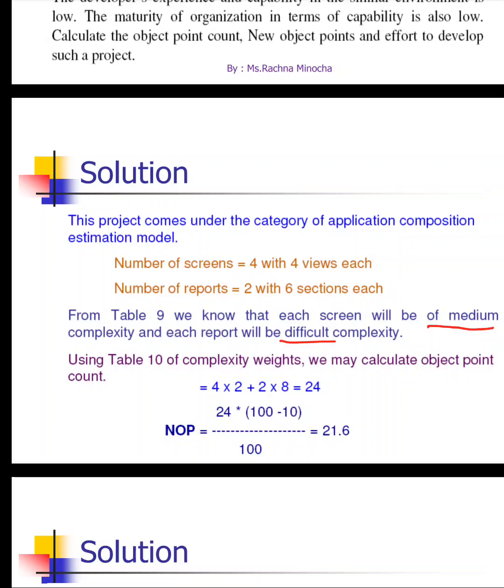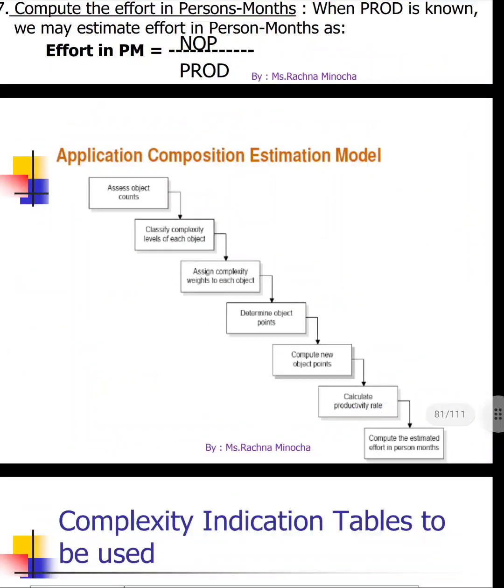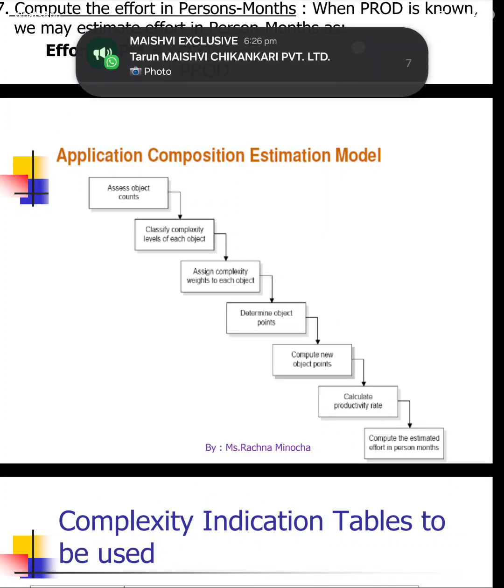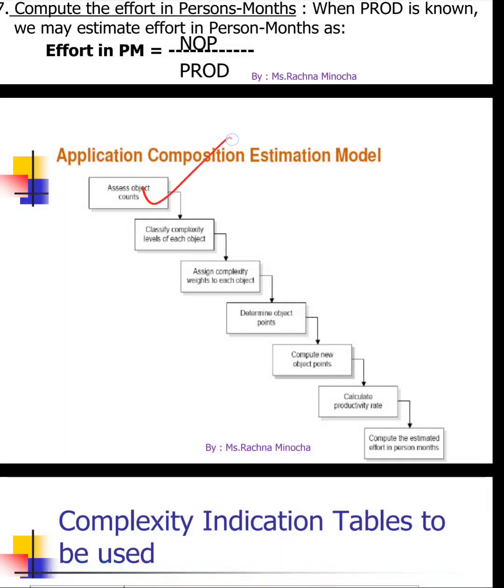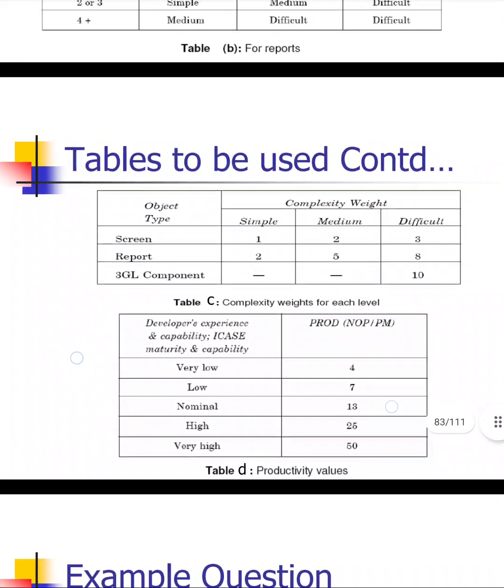Now we have to go back to what we were talking about, the steps. The first step was to assess the object count and classify the complexity level. Through the object count, we have classified the complexity level, and next we assign a weight to each object. Now we have to assign the weight and then determine the object points. So how will we assign the weights? What is the complexity level for screen? Medium, so it is 2. And what is the complexity level for report?